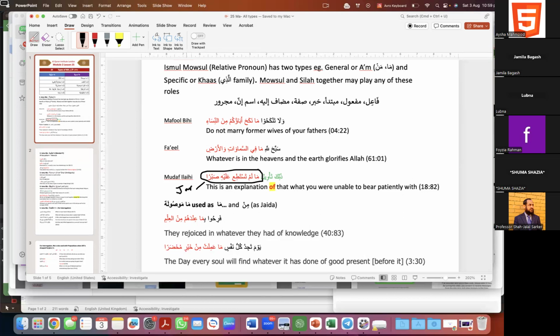Fi mahalli jar. Mudaf ilayhi, right? Yeah, that is sila mawsul. Okay. The full Jumlatul Mawsul is now in fi mahalli jar, because this is playing the role of mudaf ilayhi for the mudaf, this one.